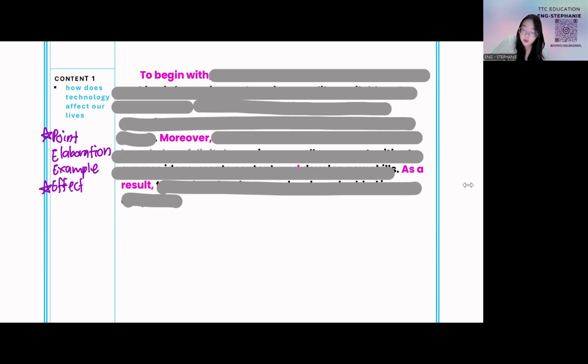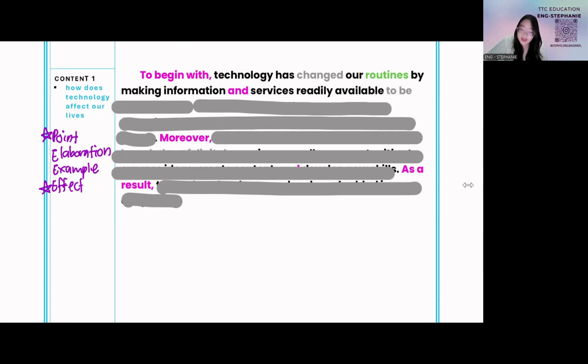For the point, to begin with, we go with: technology has changed our routine by making information and services readily available to be gotten easily. However, if you notice, I have some gray colored words here. I did not explain to you what gray color is just now because I want to change them. These are the normal phrases used to explain it. However, if you are aiming for a better language mark, you want to use richer vocabulary. Don't use change. Use the word revolutionize. It immediately helps elevate the whole feeling.